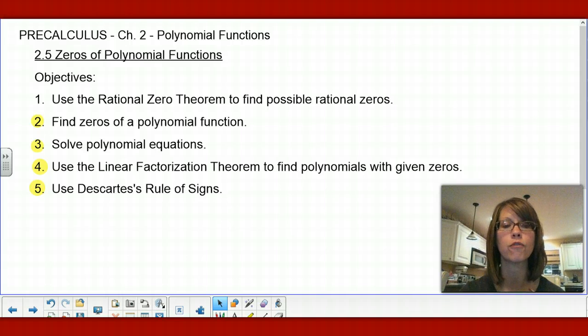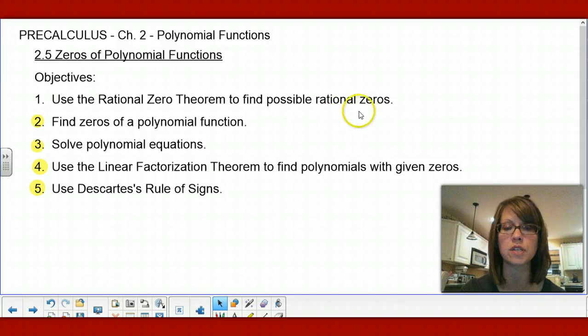But the first thing, use the rational zero theorem to find possible rational zeros. So I just want to talk about this real quick. I'm not doing examples 1 and 2. I'm expecting that you go and do those before you go on with the video talking about objective 2. But the rational zero theorem finds possible rational zeros.